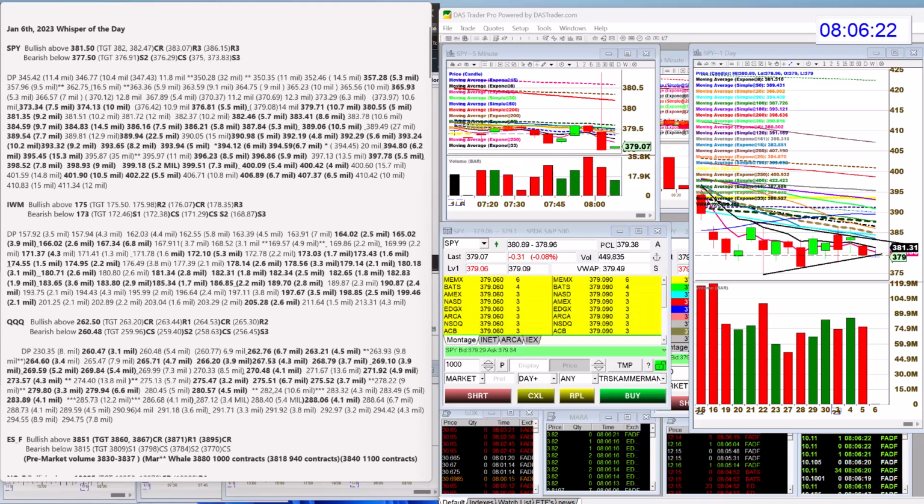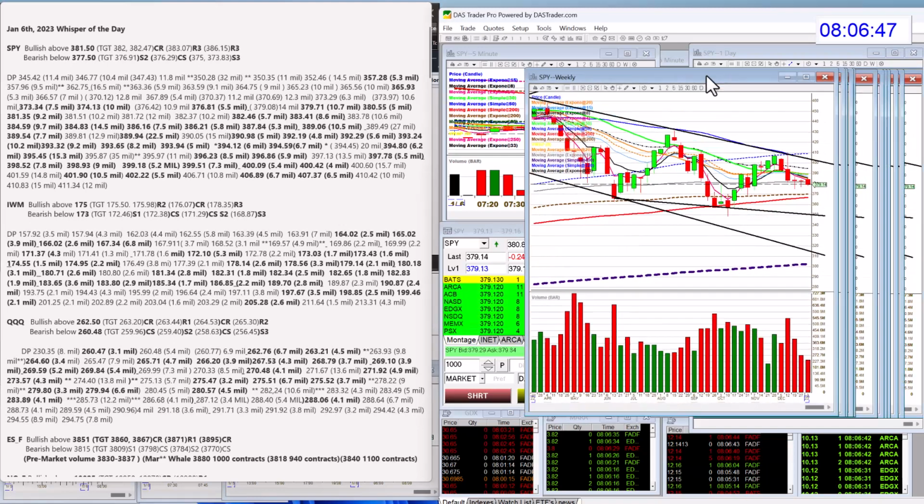We got very light dark pool levels on the SPY, Russell, and Q's, so nothing new to report. However, we are in this wedge. We've been in this wedge on the daily chart on the SPY. Looks like we might be breaking down below it. So we are going to be bearish below 377.50.